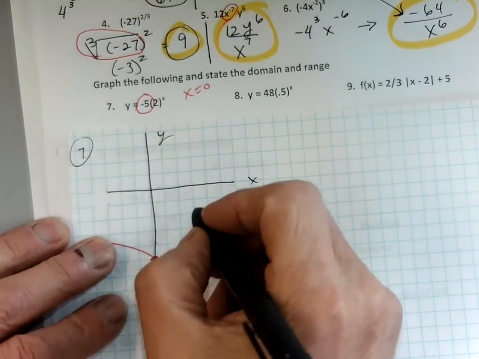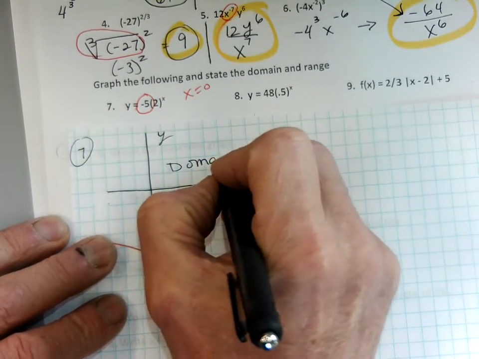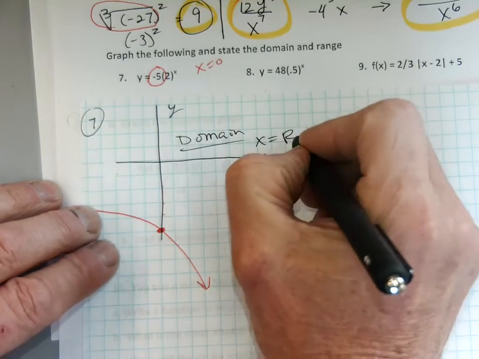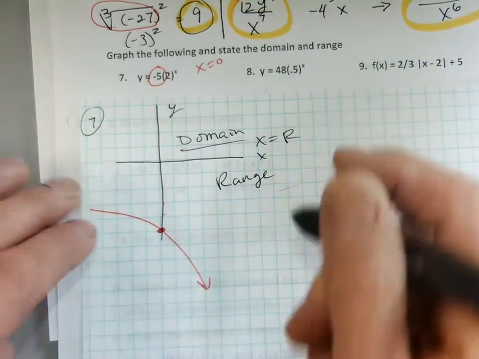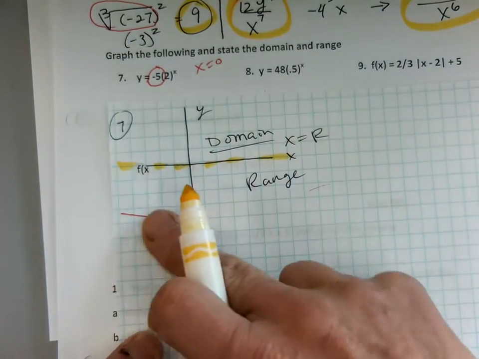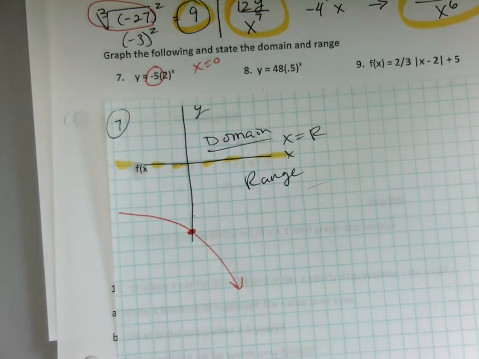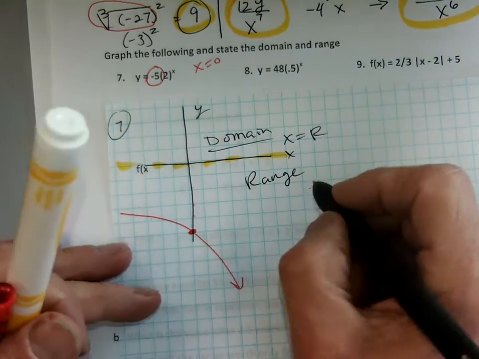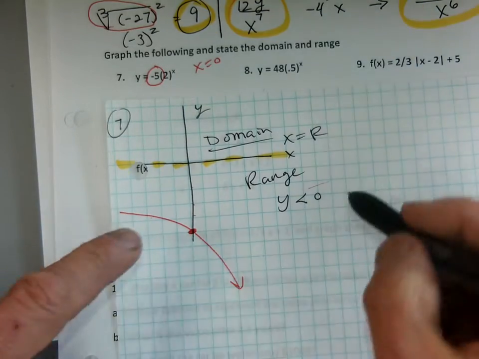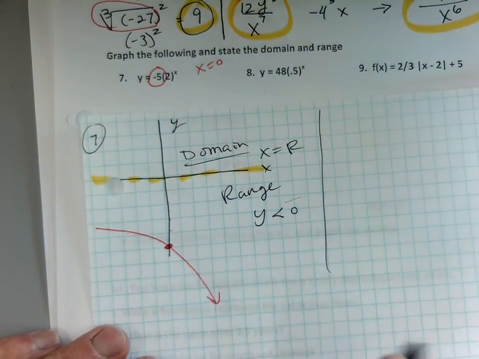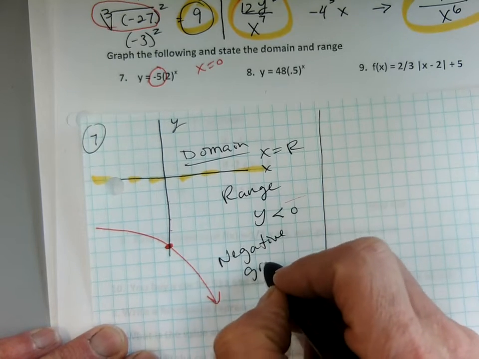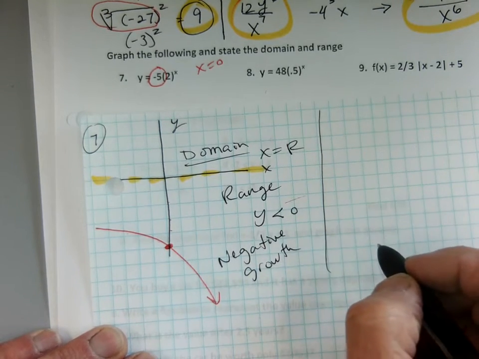Okay, so now domain and range. Domain's always going to be easy. Domain's what? All real numbers. And range? Well, I didn't put my asymptote in, but I really do have an asymptote right here at 0. This graph is eventually going to come up and get closer and closer to 0, right? So my range is going to be y is less than 0. And this is negative growth, but it is growth. Growing in a bad way.